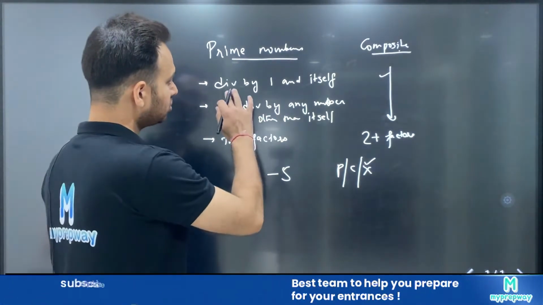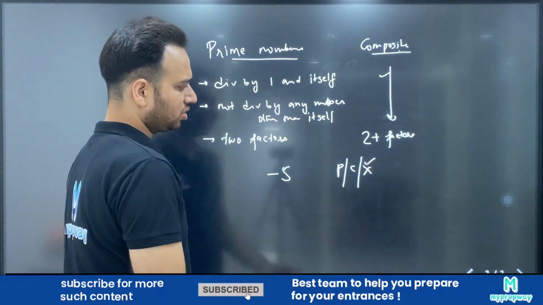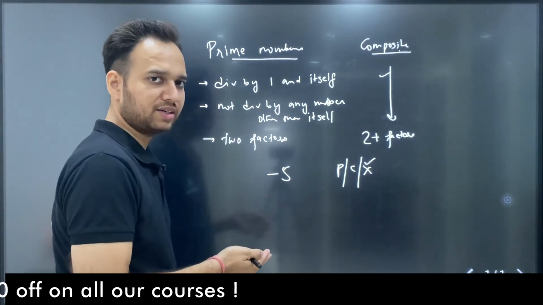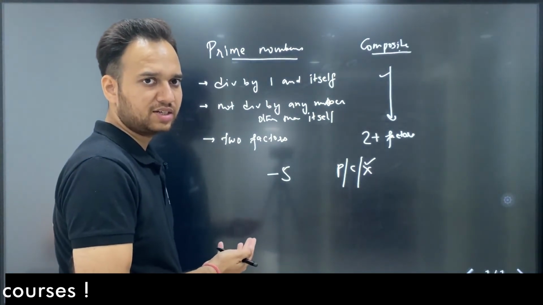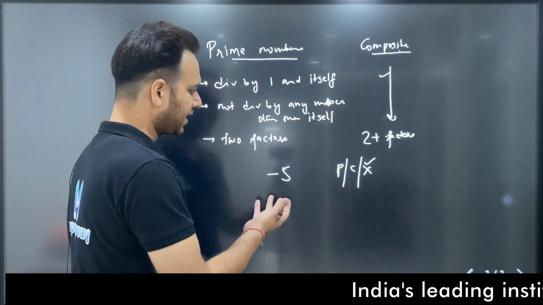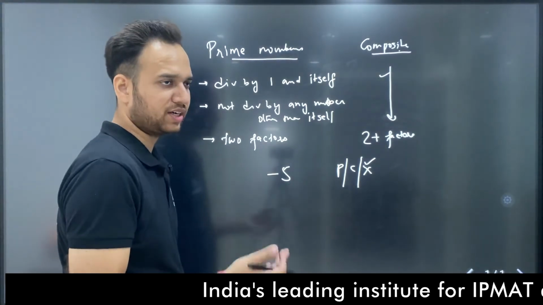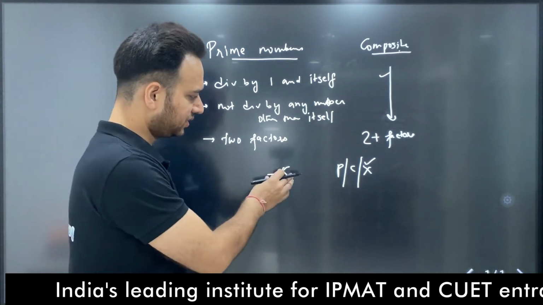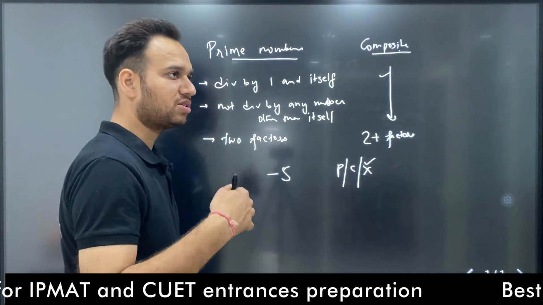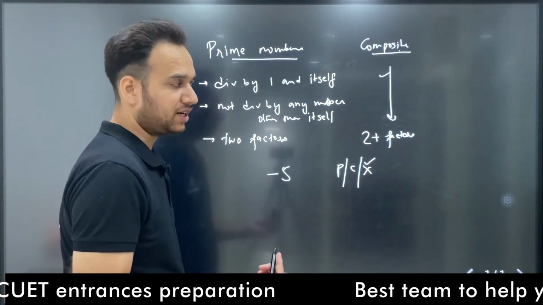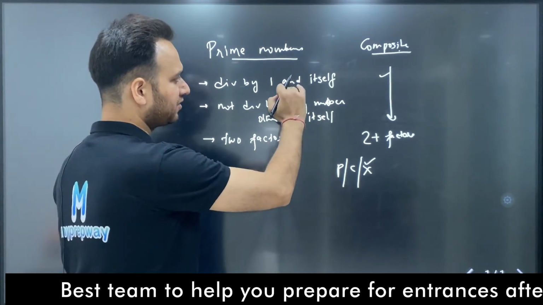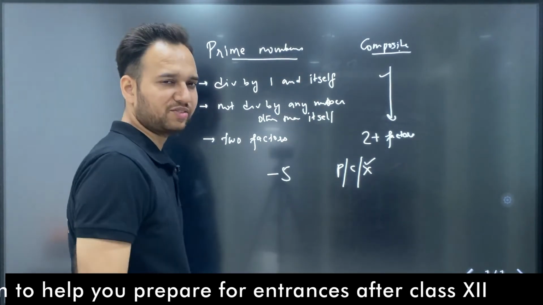So divisible by 1 and itself is not a perfect definition, because this number is obviously divisible by 1 and itself, so it should be a prime number, but it is not. Actually, it is also divisible by -1. -5 is also divisible by 5, we can say. So it is divisible by more numbers apart from 1 and itself, and therefore it is not a prime number.